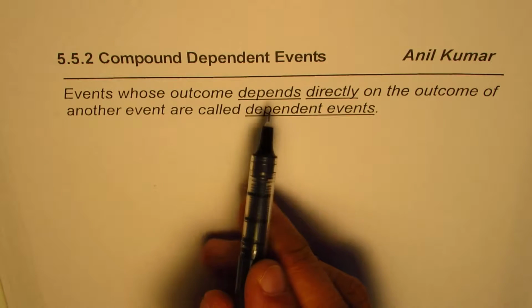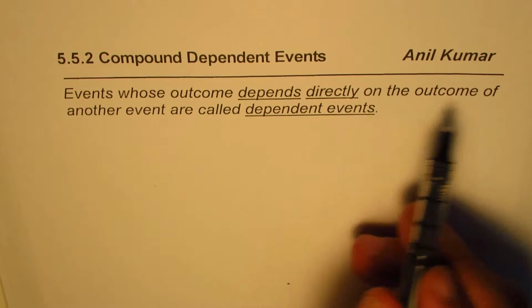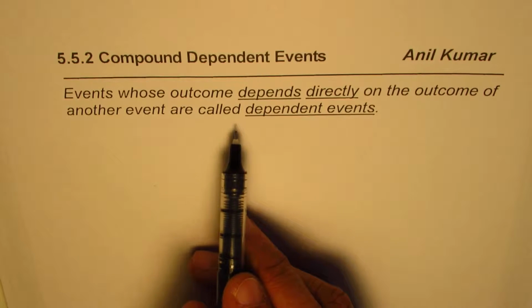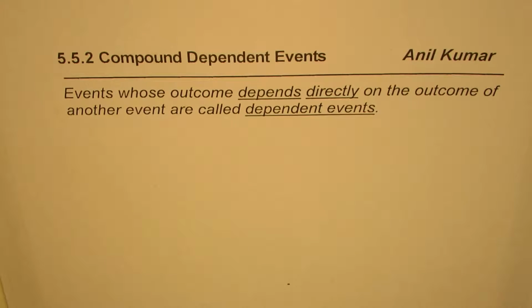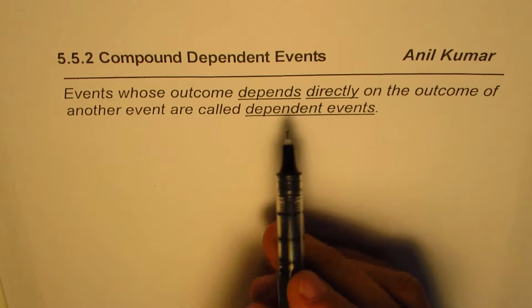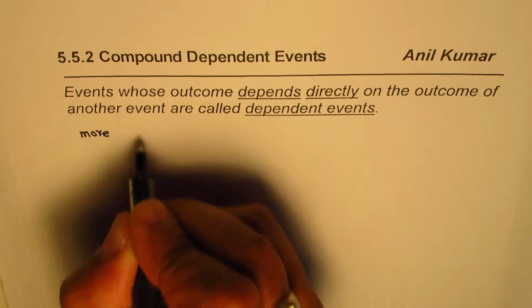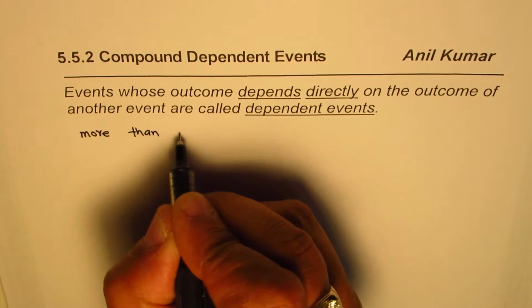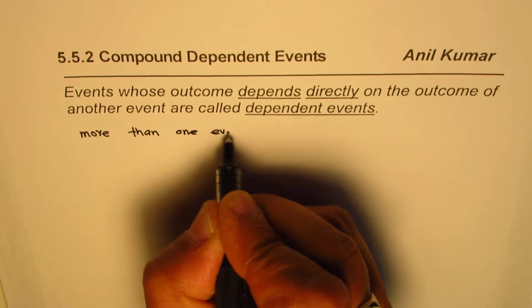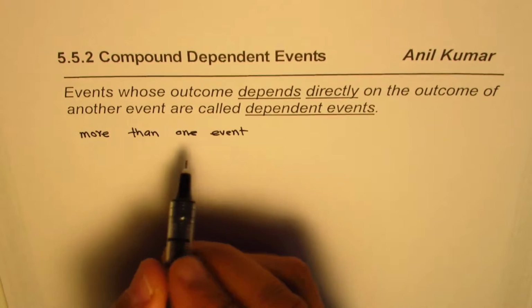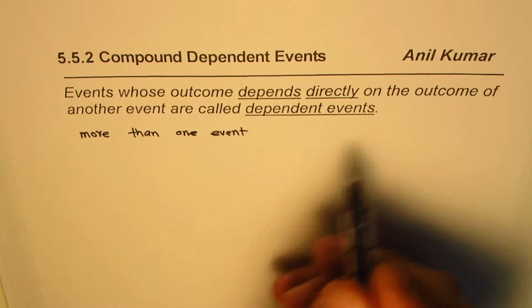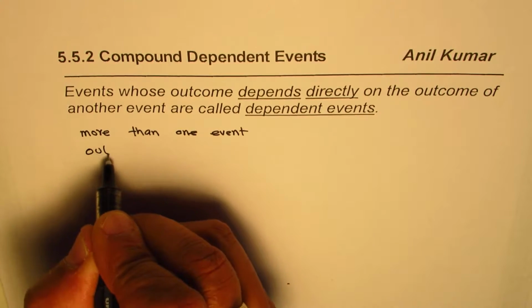In this video we will learn the very basic concepts about compound dependent events. Events whose outcomes depend directly on the outcomes of another event are called dependent events. Well, that's a straightforward statement. So we are talking about more than one event. That is important. The outcome of one influences the outcome of the other.